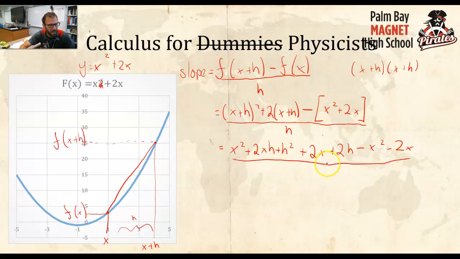All right, so we are winning. That is a horrible division line. I'm going to draw another one. That's better. All over h.